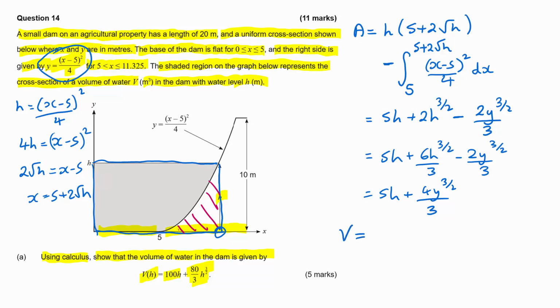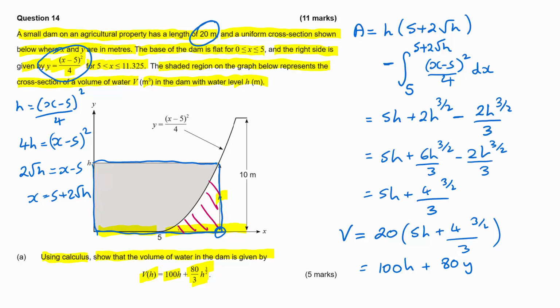The volume then, that's where we use the length of 20, is just 20 times that. And you'll see that that comes out to be 100h plus 80, sorry, it'll be h, won't it, not y. I had h on the calculator. So let's just go back and just correct that. And so that would be 80h to the 3 over 2 over 3 as required.